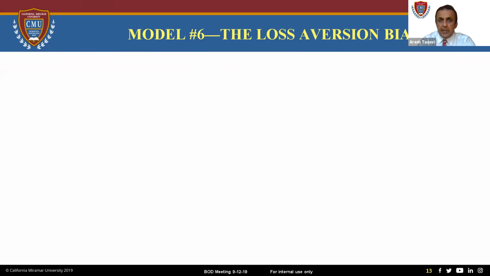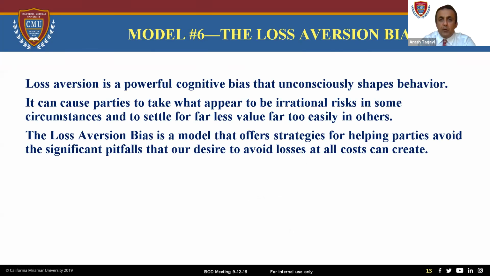Model number 6 is the loss aversion bias. The loss aversion bias is a powerful cognitive bias. It is about your cognition, your rationality, your beliefs, your thinking that unconsciously shape behavior. It's very complicated in psychology that your mind, your thinking, which you would expect to be completely conscious, will be shaped and under the control of your unconscious, especially unconscious bias.